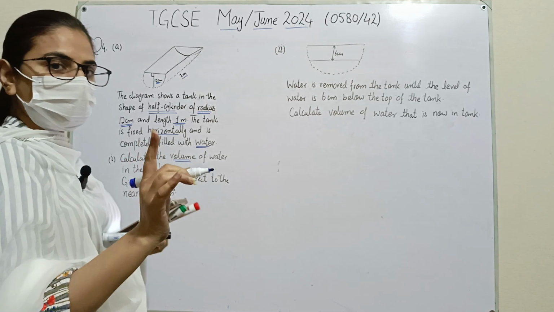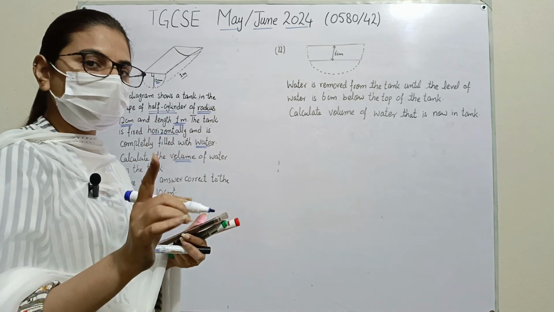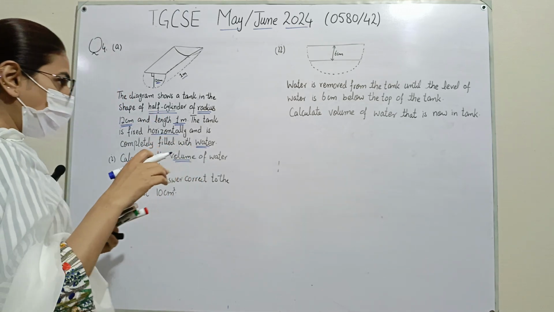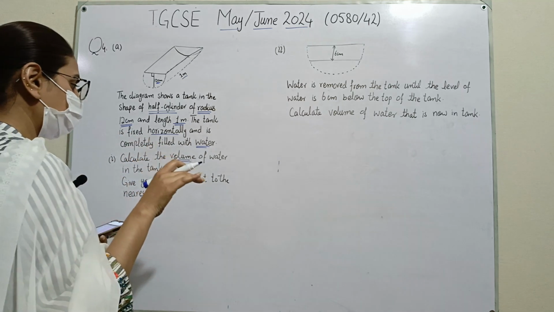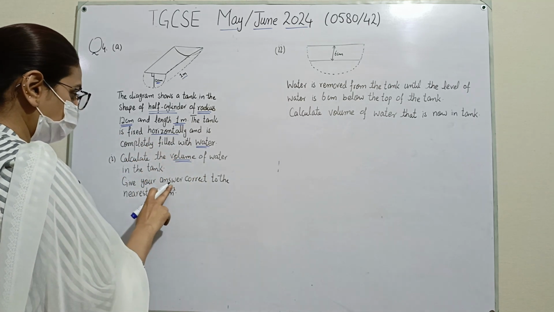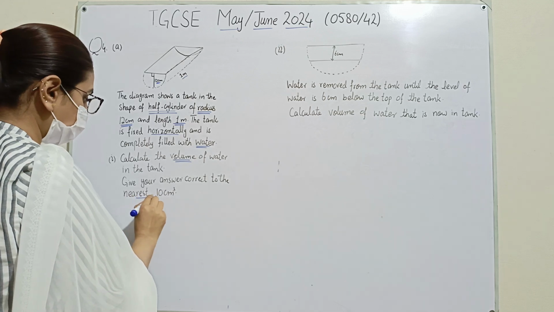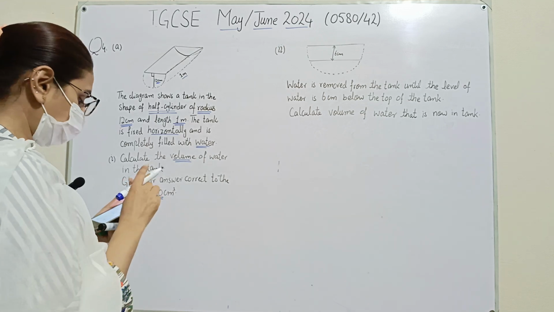First of all, you have to calculate the volume. It means this question is formula based. You have to work by putting the values in your formula. Furthermore, give your answer correct to the nearest 10 centimeter cube.